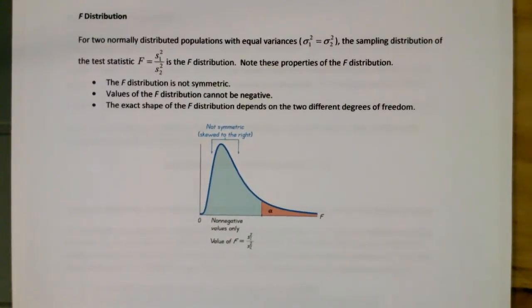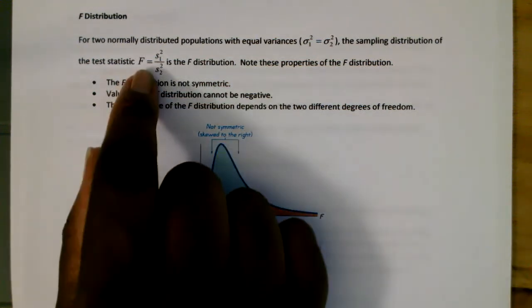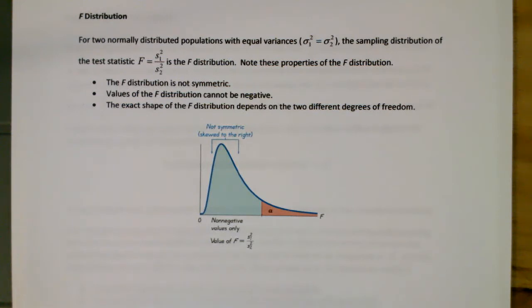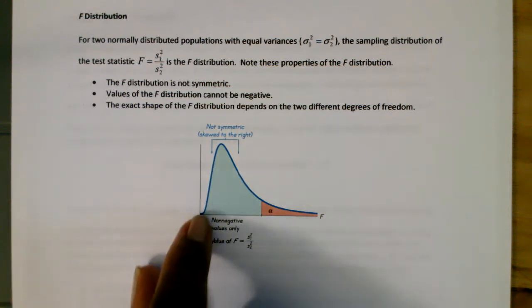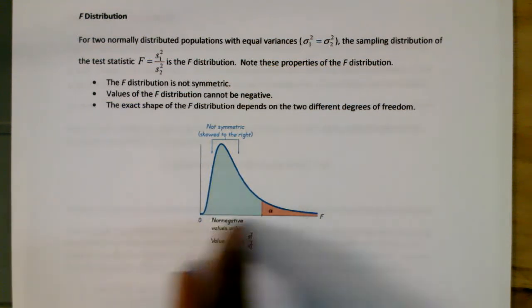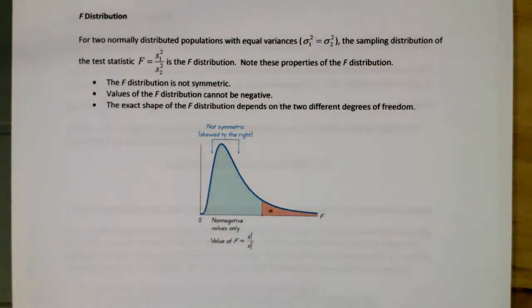Now let's talk about the F distribution. For two normally distributed populations with equal variances, where sigma 1 squared equals sigma 2 squared, the sampling distribution of the test statistic F, equal to S1 squared divided by S2 squared, is the F distribution. And there are properties of the F distribution. Number one is that the F distribution is not symmetric, as you can see in this drawing. The values of the F distribution cannot be negative, okay? So it's just non-negative values only for F. The exact shape of the F distribution depends upon the two different degrees of freedom for the numerator and the denominator.